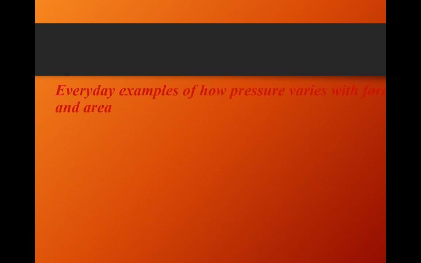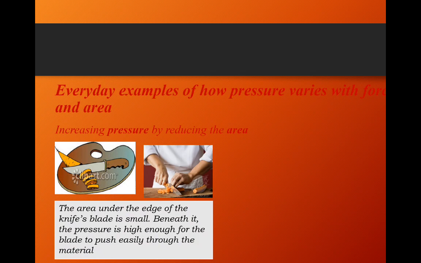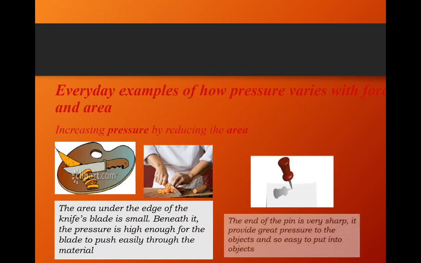Everyday examples of how pressure varies with force and area. Increasing pressure by reducing the area. There is an example of the area under the edge of the knife's blade is small. Beneath it, the pressure is high enough for the blade to push easily through the material. The end of the pin is very sharp. It provides great pressure, so it is easy to put into objects. But see, the area is very less.